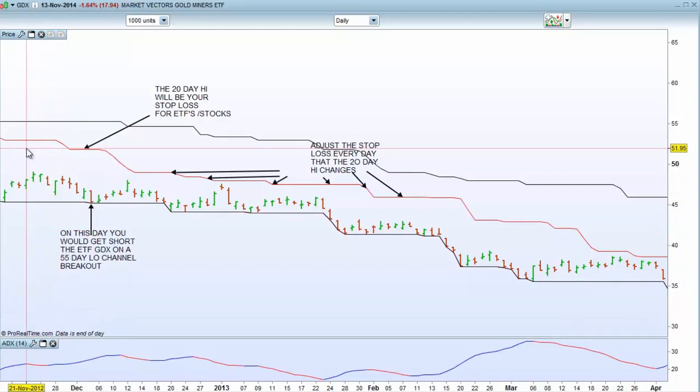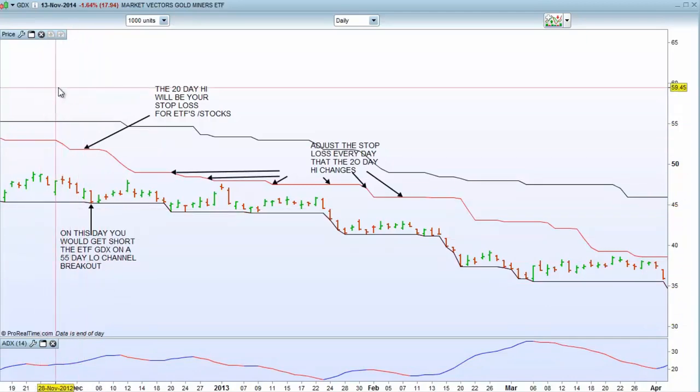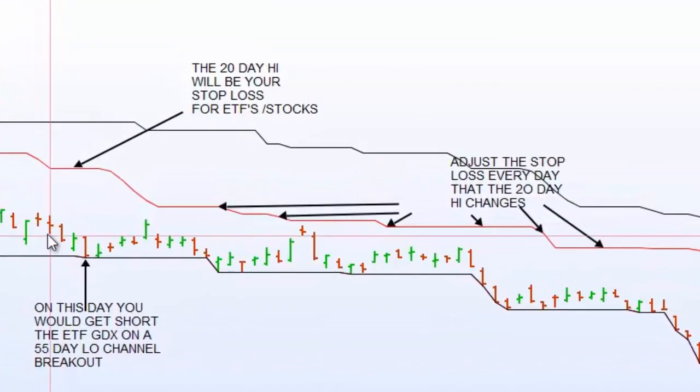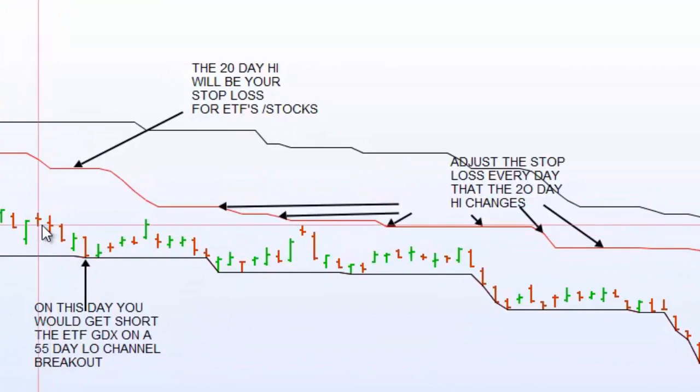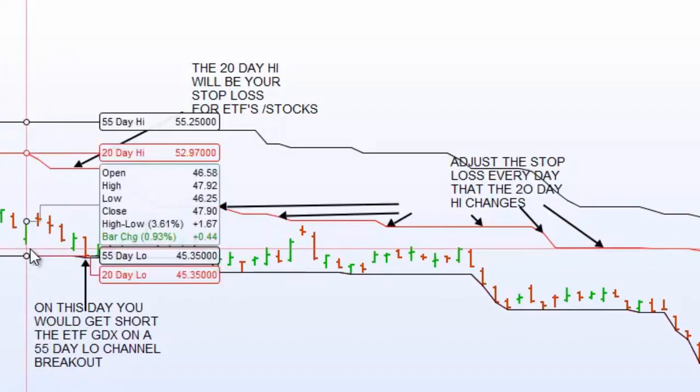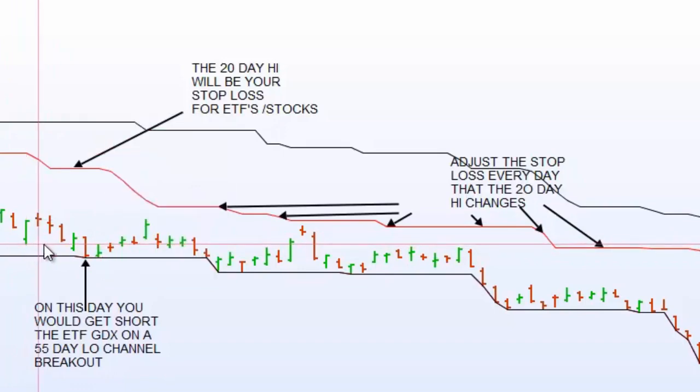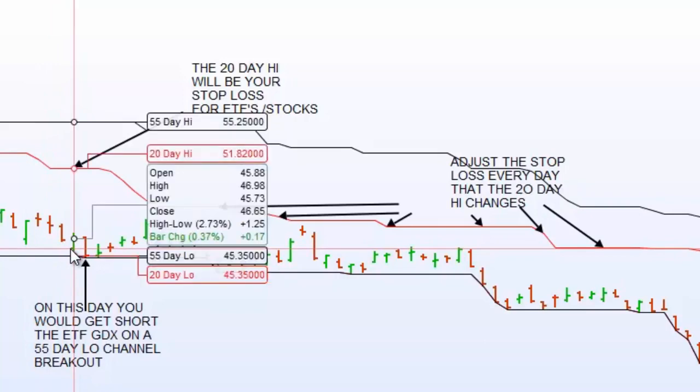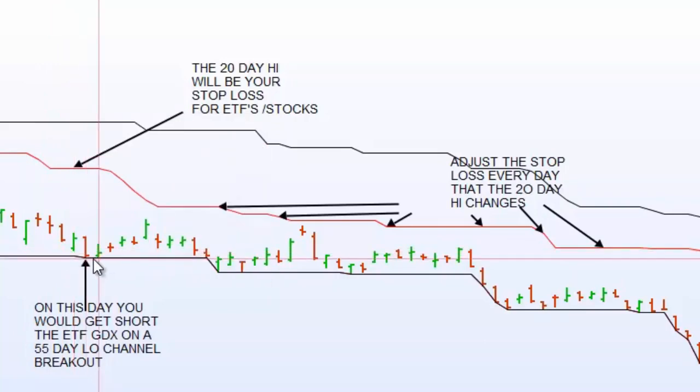To get short, we need a sideways setup. We see here we have a sideways setup, and then we see we have a rising ADX. So we have all the conditions to get short on a 55-day channel breakout. Now we're near the bottom of the channel, so we're expecting to break out to the downside. So you place your sell order on this day, nothing happens. This day, nothing happens. This day, nothing happens. But this day, we break lower, ever so slightly.